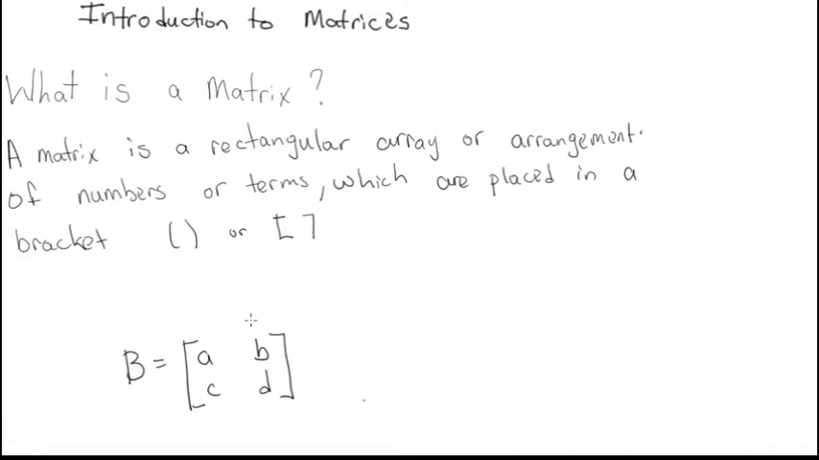And the next thing is that matrices consist of rows and columns. So rows go horizontally and columns go vertically, so from up to down. So this matrix here is enclosed in a bracket and it has rows and columns.